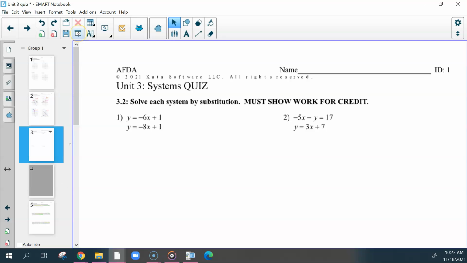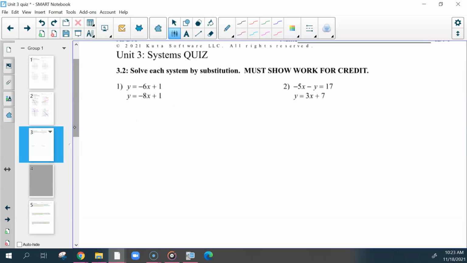For substitution, I'll go back. For the first one, you needed to substitute them into each other since they were both y equals. Most of these were worth 4 points. The last one was worth 5, and I'll show you why. You needed to set them equal to each other. Negative 6x plus 1 equals negative 8x plus 1, since they're both y equals.